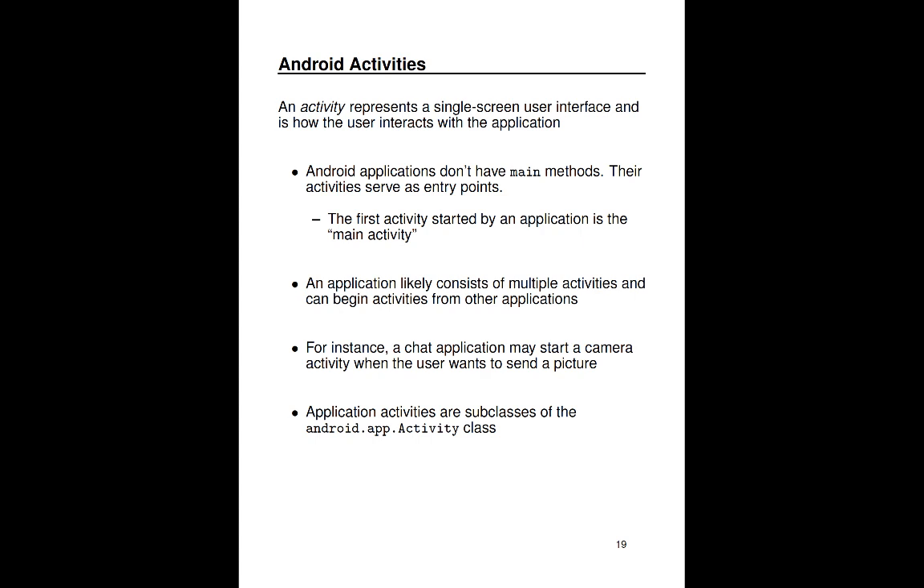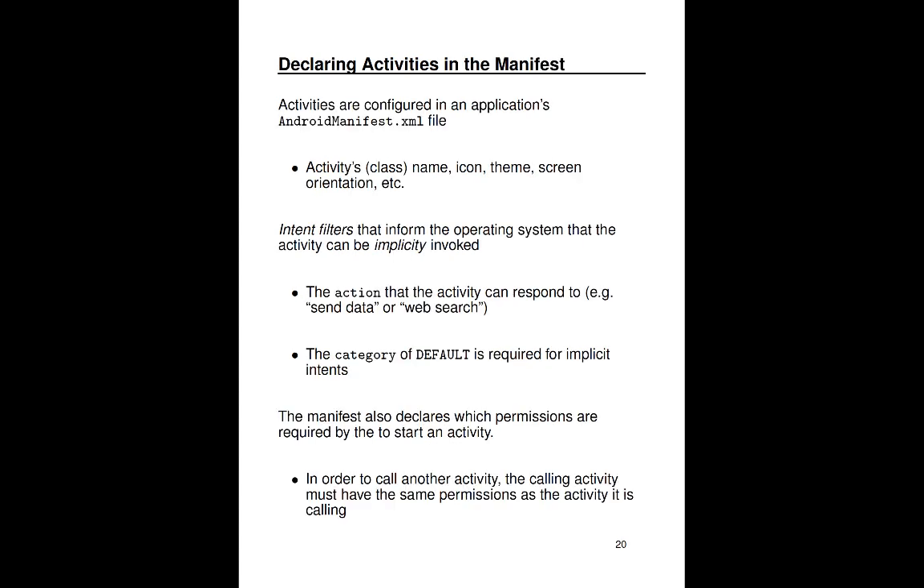So as an example, you might have a chat application that could start a camera activity when the user wants to send a picture. And all of this is accomplished via intents. Activities for your applications should descend from the Android App Activity class. Each of your application's activities should be declared and described inside the AndroidManifest.xml file for that application. Inside the XML file, each activity is described by its class name. You can specify the icon, which theme it uses, the screen orientation, all sorts of good stuff like that.